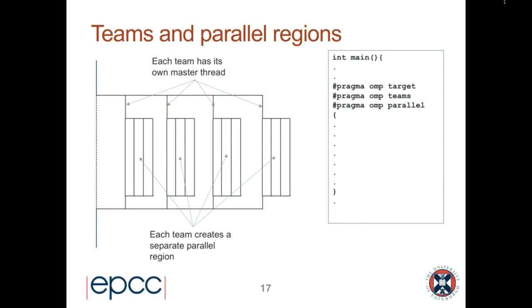So the model looks like this. As we look at the code on the right here, you have a target construct. Inside that you have a teams construct, and then inside that you have a regular old parallel region. So when the target construct executes, the teams construct will create a bunch of teams. Each team has its own master thread. And then in turn, each team creates a separate parallel region with threads that execute inside that team.